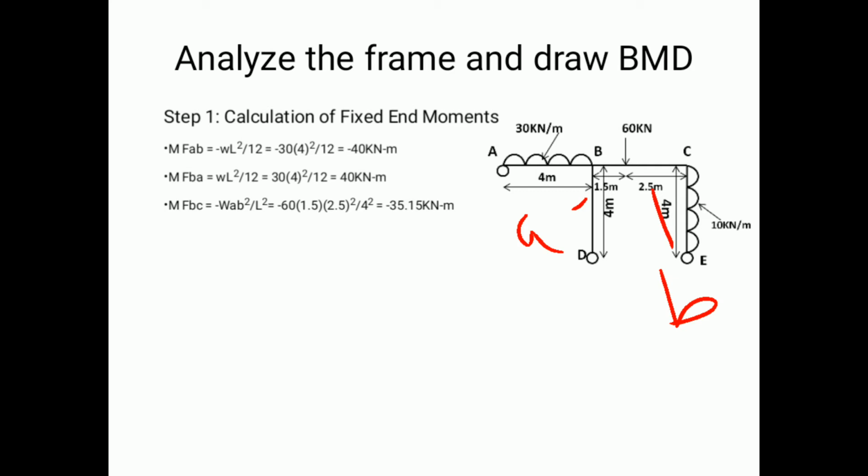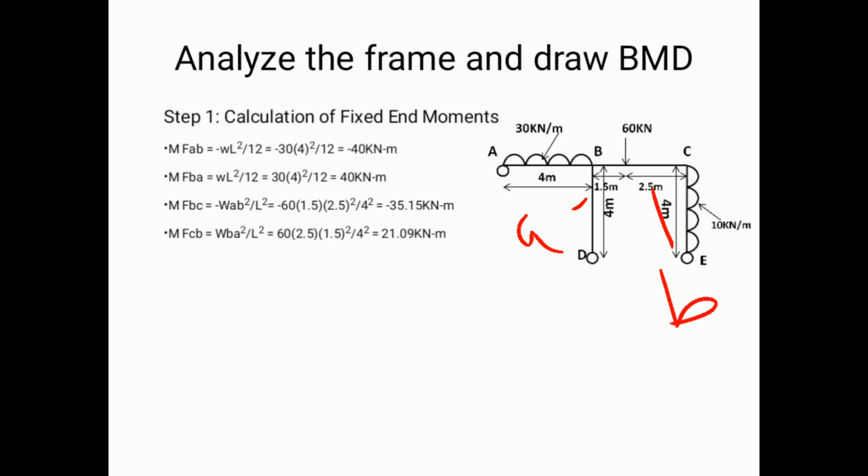W here is taken as 60 kilonewton, A is 1.5 meters and B is 2.5 meters. So 60 into 1.5 into 2.5 square divided by the overall length of the span BC, which is 4, so 60 into 1.5 into 2.5 square divided by 4 square, we will get the value as minus 35.15 kilonewton meter.